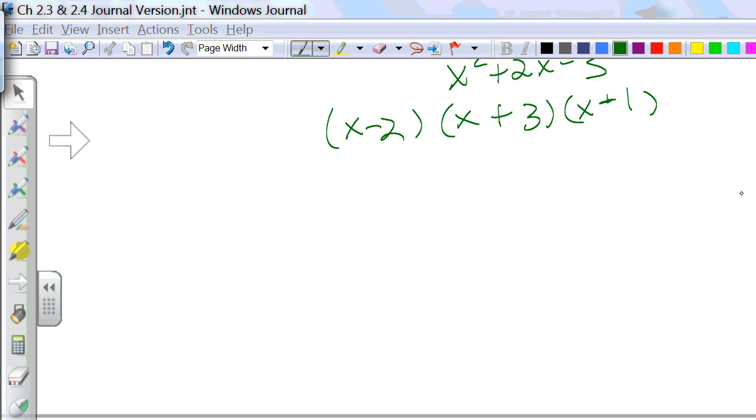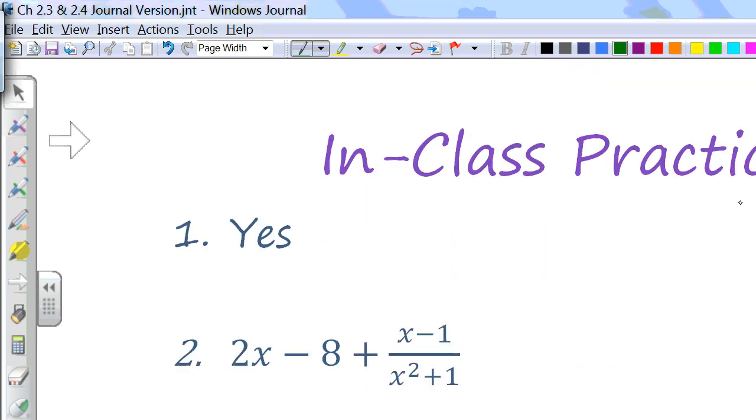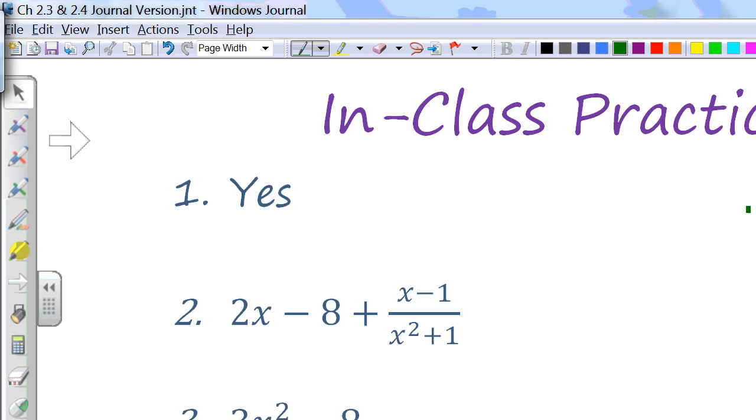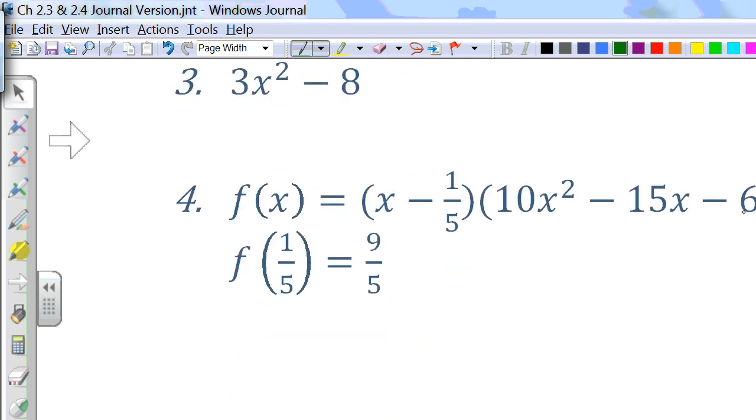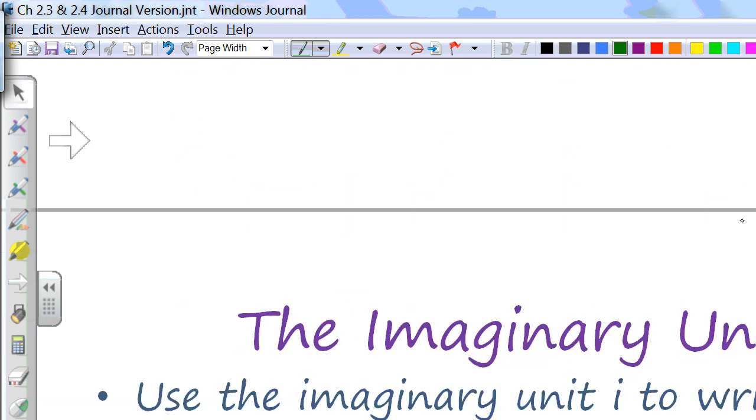Okay, now we're working on the fourth section in chapter 2. Here are the answers to the in-class practice, just so you have them. Go ahead and double check your work to see if it came out correct. Alrighty, and we're going to move on.